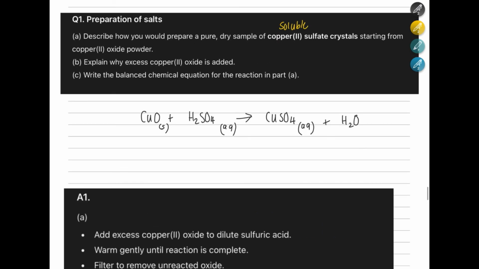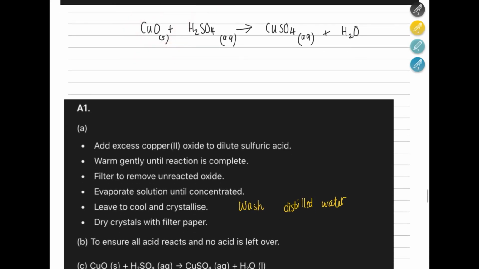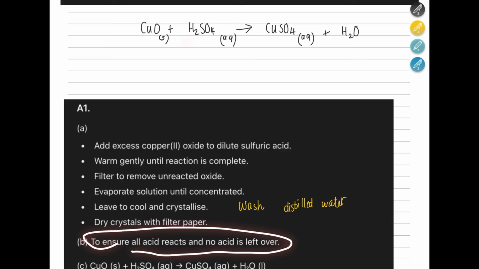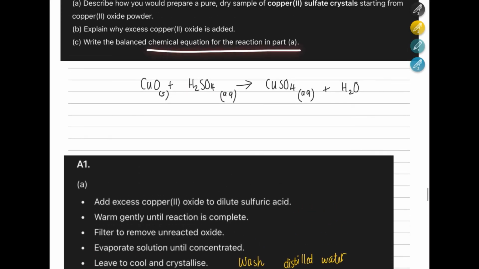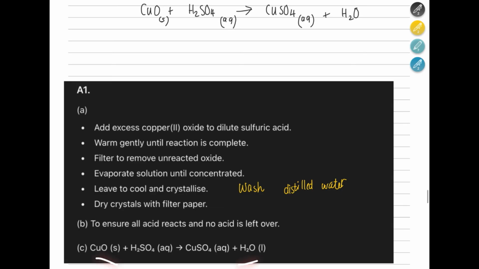What's the next question? Explain why excess copper oxide is added. This was excess, right? This is to make sure all of the acid reacts and you don't have any unreacted acid. What about a balanced chemical reaction? Here, this is the balanced equation, which is also written here.